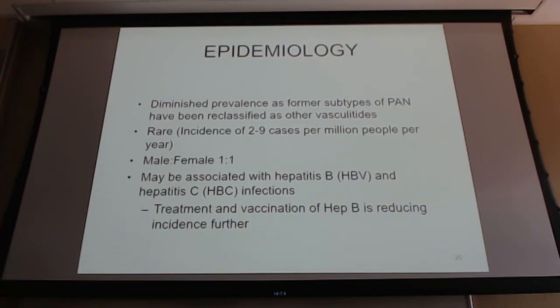Epidemiology. Basically, that is like other types of vasculitides. This is very rare. The ratio is even between male and female. Key component with PAN, this could be associated with Hep B or Hep C. PAN, B or C. Treatment and vaccination of Hep B is reducing incidence further.